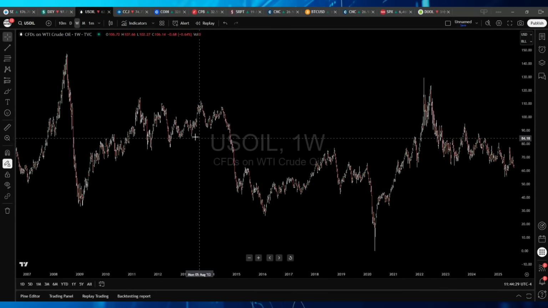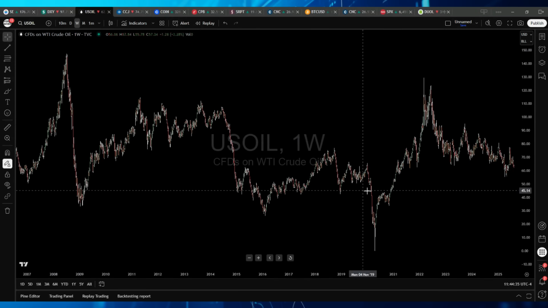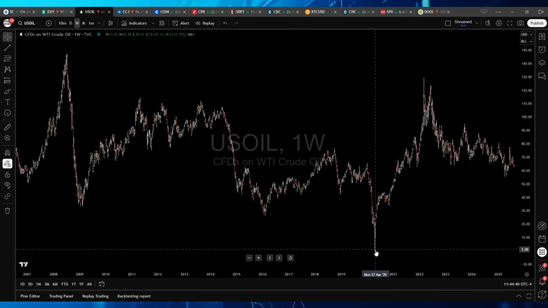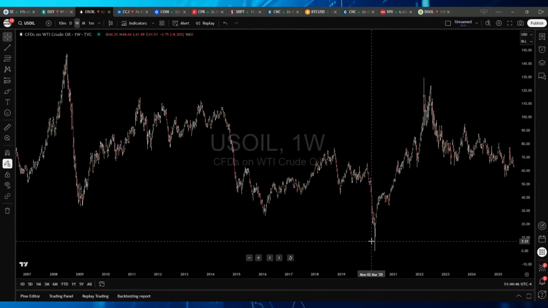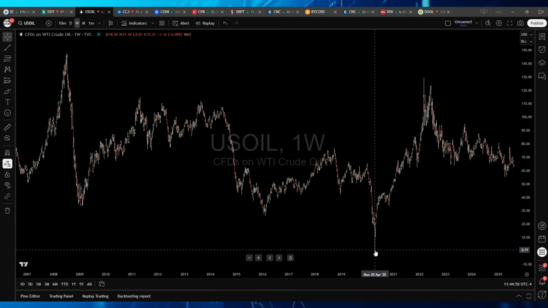All right. In the bigger pattern, we can see oil. Again, this was the '08 big pop and the big collapse. We can see again here you had the COVID collapse. This was the COVID collapse that was so incredible, where oil, the current month, actually went negative, having people take delivery. I mean, it was just absolutely astounding to see that sort of price action there.